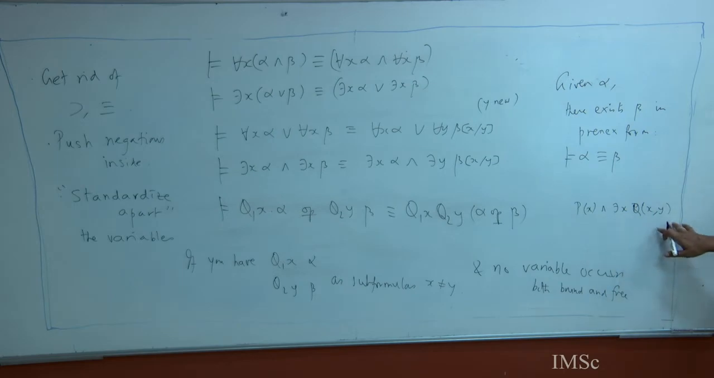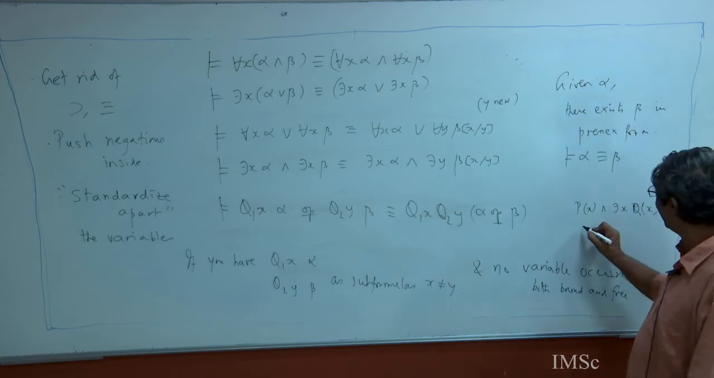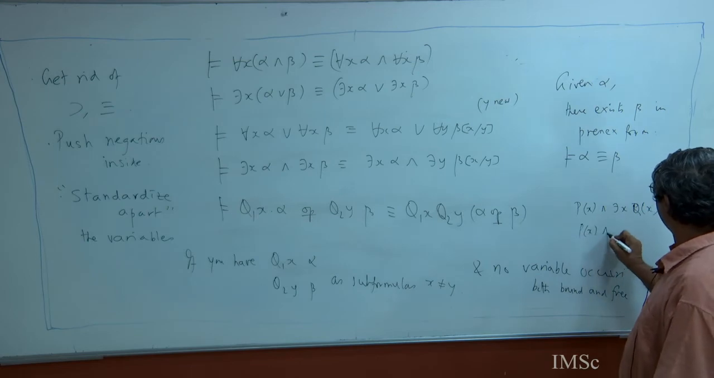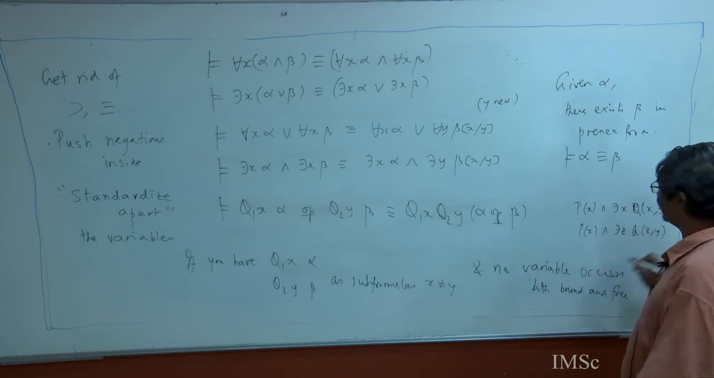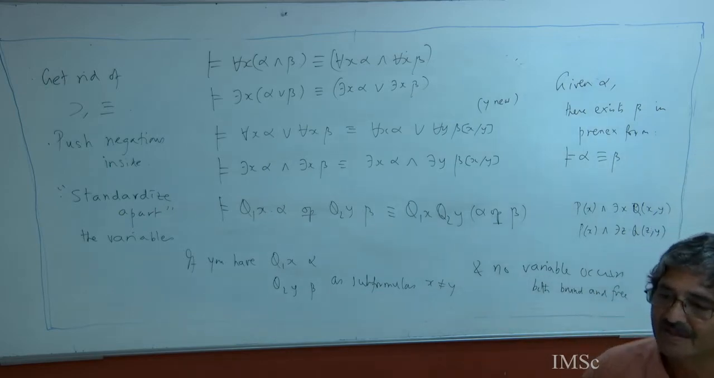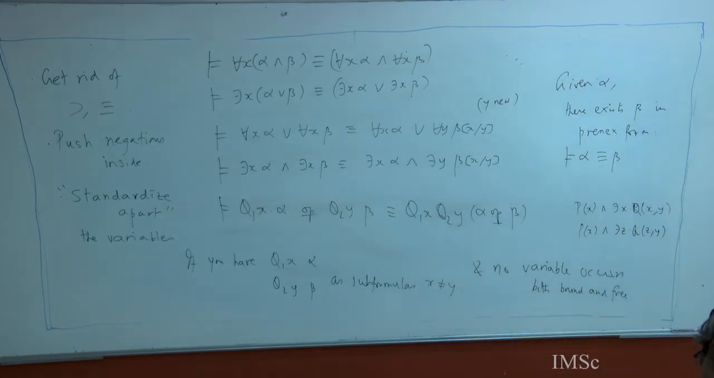You don't want nonsense like this: Px and there exists x, Q, x, y. If you wrote something like this, it means this occurrence of x is free, this occurrence of x is bound. Why should you have something like this? You might as well rewrite it to Px and there exists z, Q, z, y. Yeah.